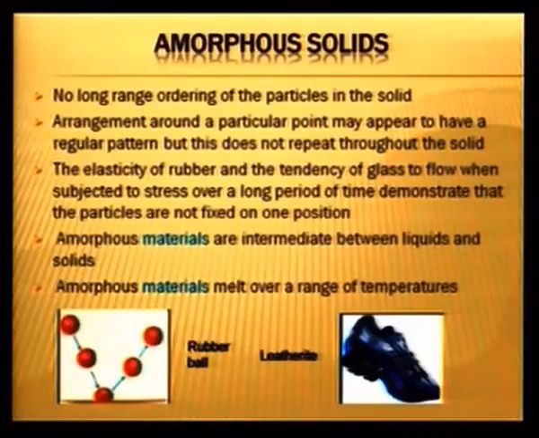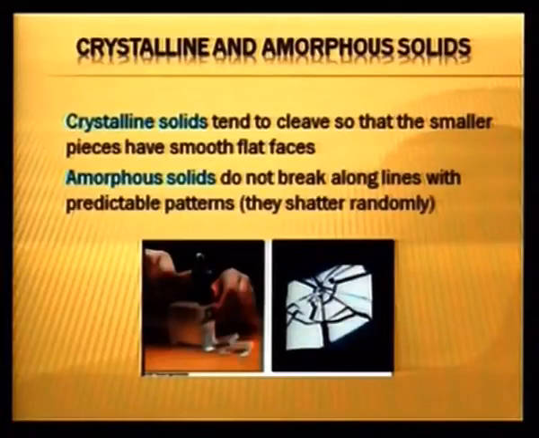You can see the amorphous solid examples. For example, leatherite, of which purses, shoes and many materials are made, and also rubber and plastics, they are all amorphous solids. Now, we will concentrate more on the properties of crystalline solids, and one more distinction between crystalline and amorphous solids is that crystalline solids tend to cleave. If we try to cut the surface, as you can see here, the new surface which is generated is a smooth, shiny surface. This is known as the cleavage property.